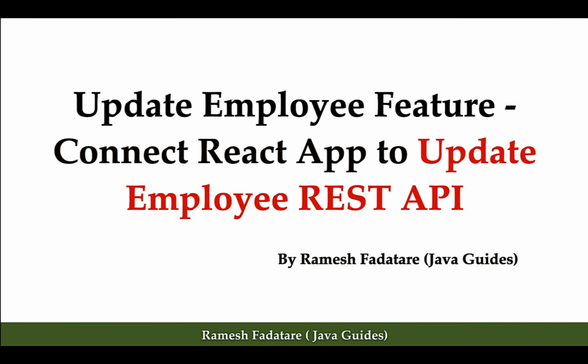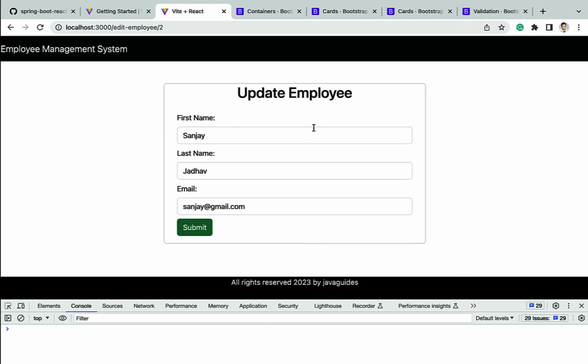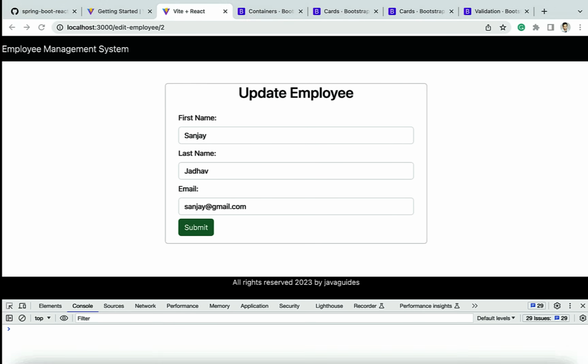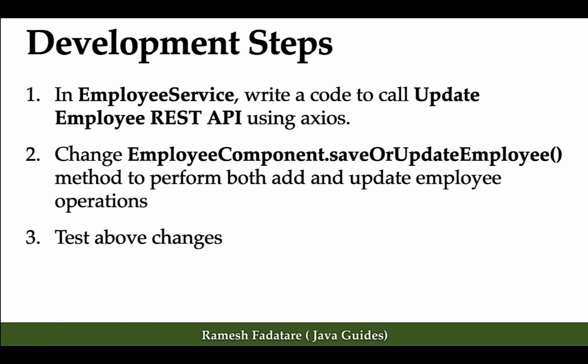Hi everyone, welcome back. In this lecture, we are going to connect our React application to the update employee REST API. Well, in the previous lecture, we populated the update employee form with the data. Next, once the user submits this update employee form, we have to call the update employee REST API and send this updated employee data to it, and then the update employee REST API will store that updated information into the database. Alright, great. So let us take a look into the development steps.